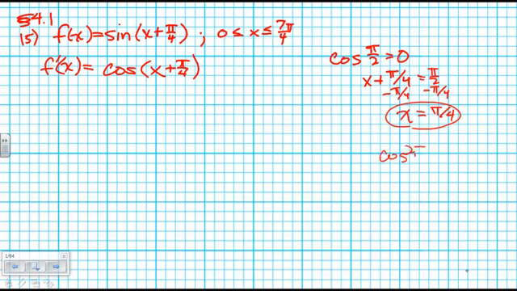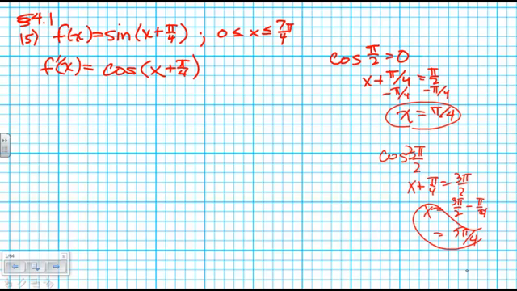Any other places where cosine is going to equal 0? How about cosine of 3 pi over 2? So for what value of x do I get 3 pi over 2? X plus pi over 4 is equal to 3 pi over 2. That means x is equal to 3 pi over 2 minus pi over 4, which is 6 pi over 4 minus pi over 4. How about 5 pi over 4? Is that right? Yeah. So that's another location where that function is equal to 0, and that value is in the interval. I don't think there are any more. You're not contradicting me, so let's go ahead.